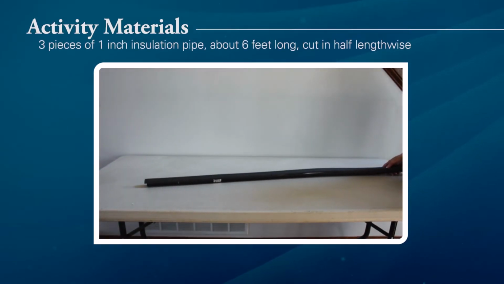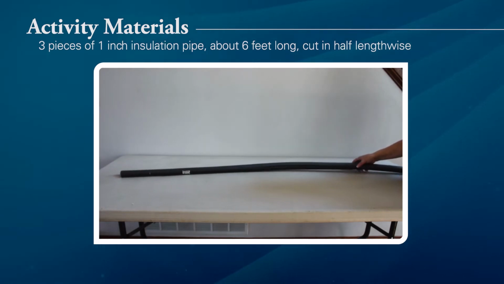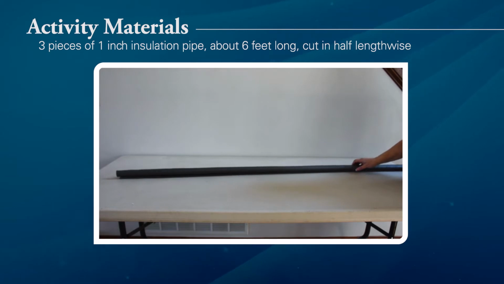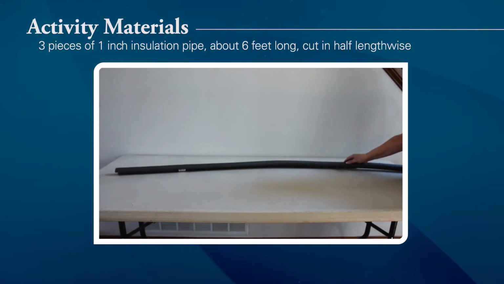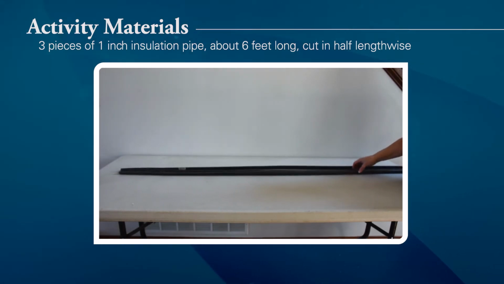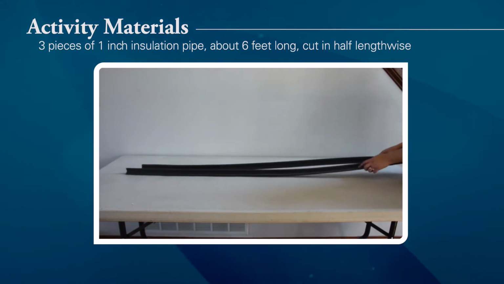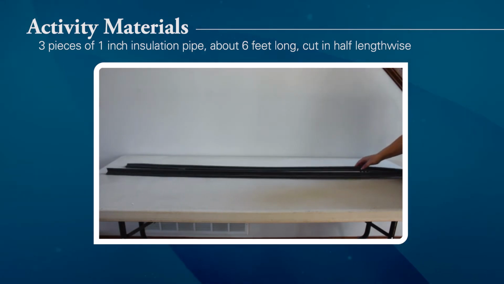First, you will need 3 pieces of foam that insulates pipe that you can get at Home Depot, Lowe's, or that kind of store. Once you get those pieces, they're about 6 foot long, you want to cut them in half. And as you cut them in half, you'll make natural grooves for the marble to roll down.